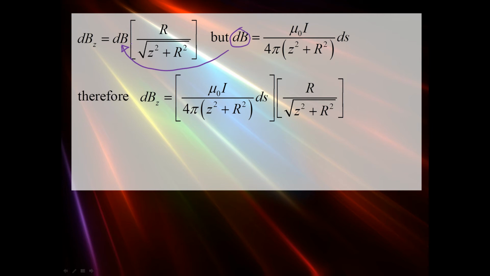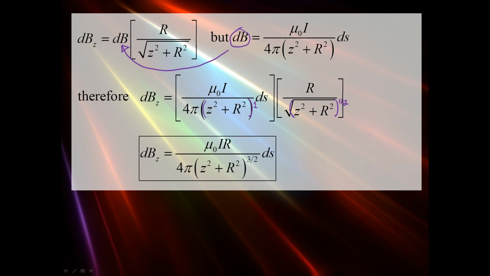There isn't a whole lot you can simplify here, except for what's going on in the denominator. So here we have z squared plus r squared. We could raise that to the power of 1. And then here we could write down this square root as being raised to the power of 1/2. So if I simplify this, I would then get dBz is equal to mu naught I capital R divided by 4 pi z squared plus r squared all to the power of 3/2 multiplied by ds. Now we're ready to integrate and figure out what's the magnetic field contribution from every chunk of that loop of wire or ring that we see.